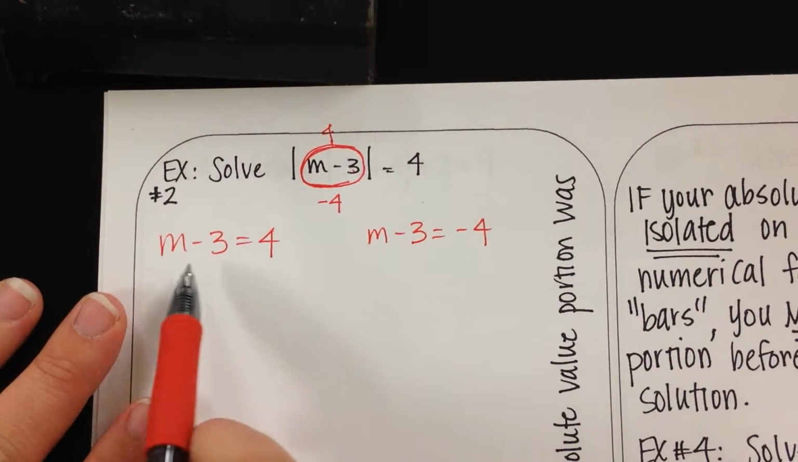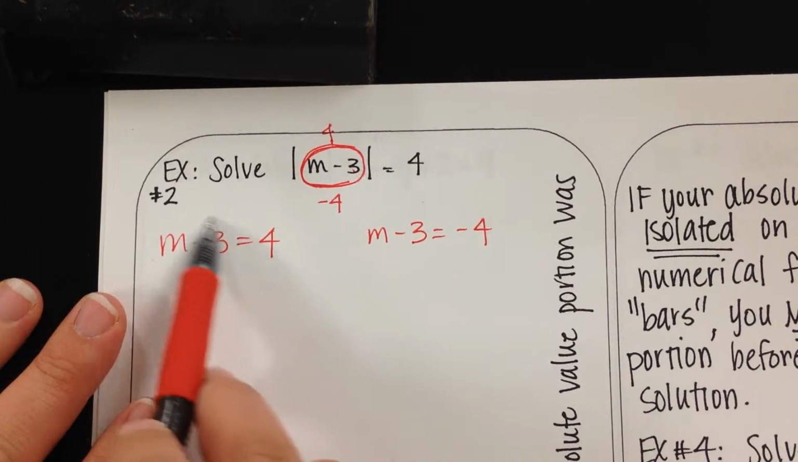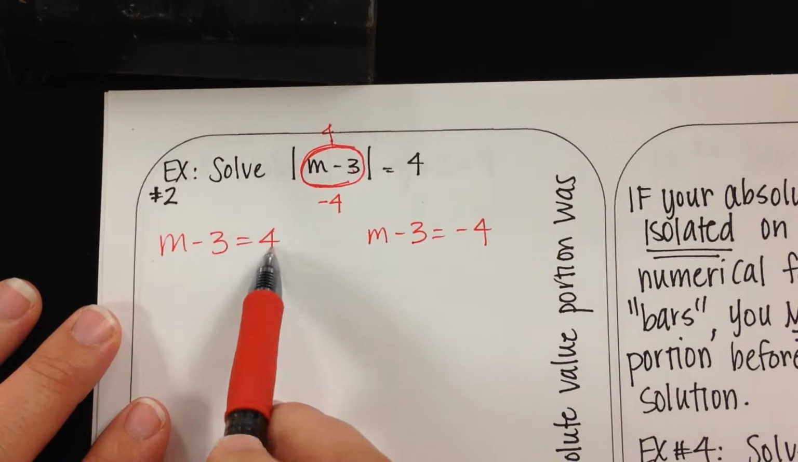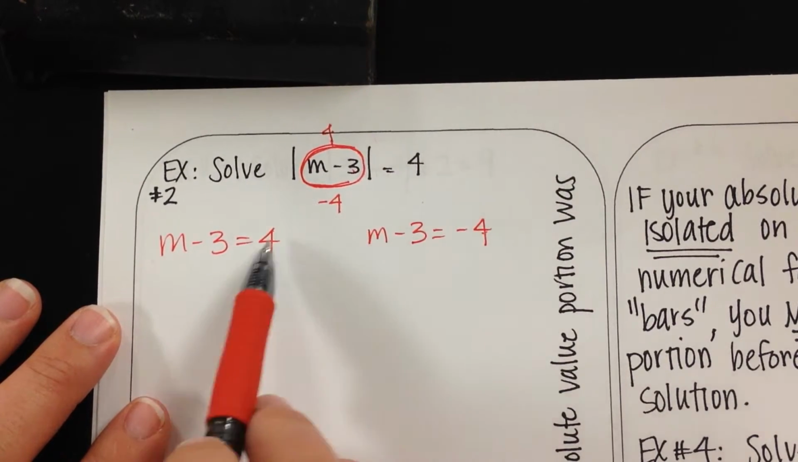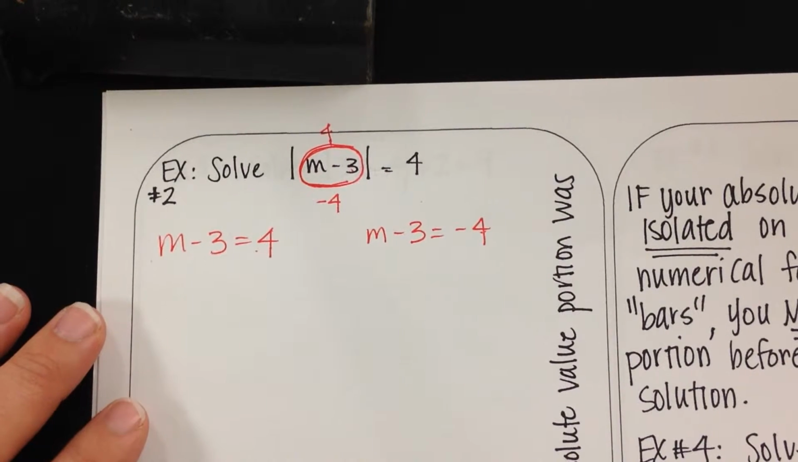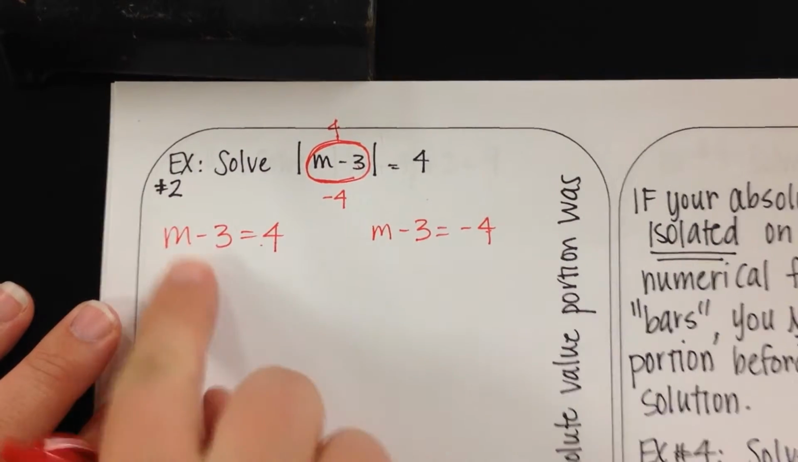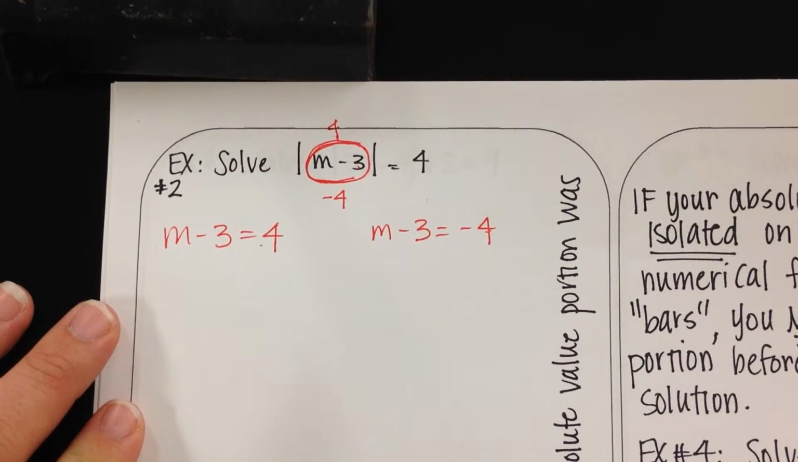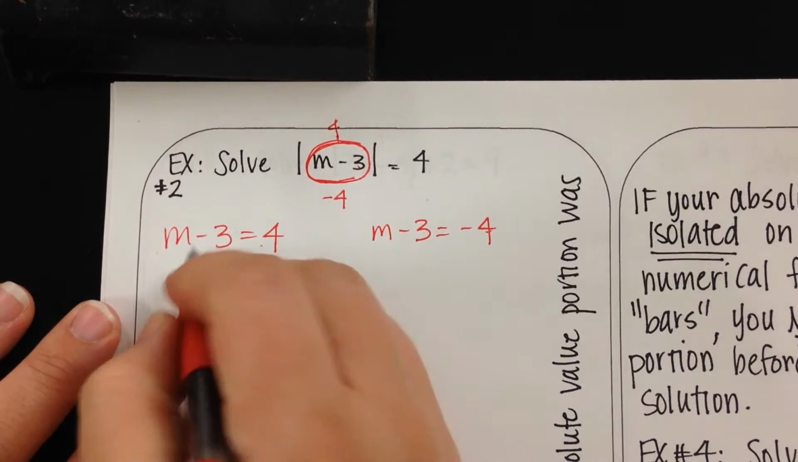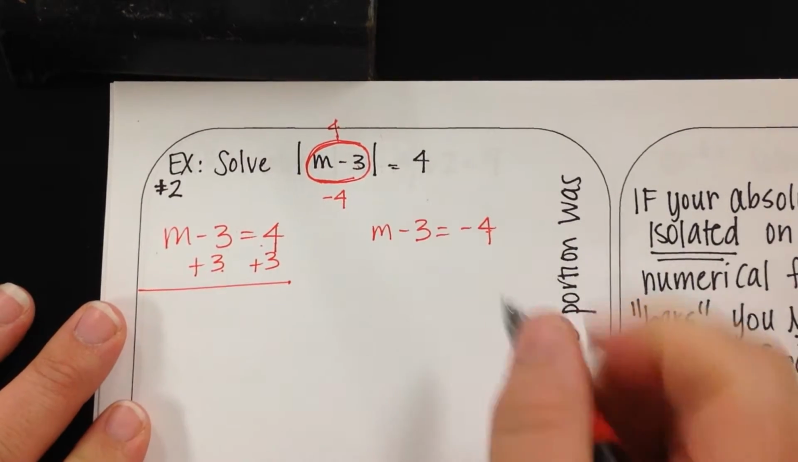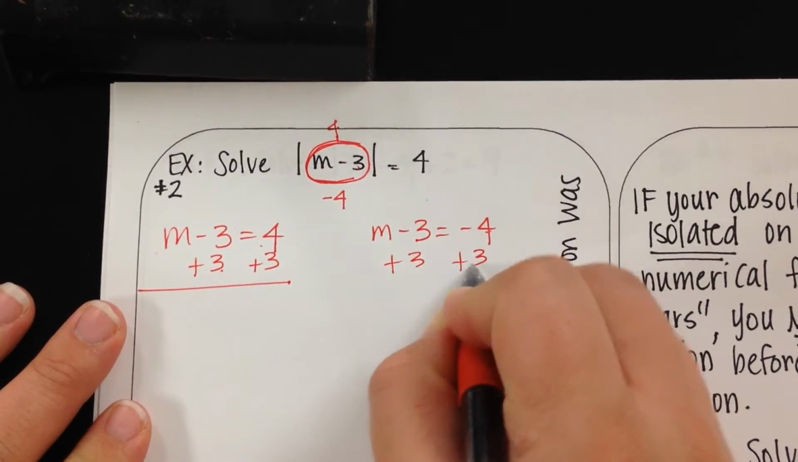The key thing is do not change the sign inside the absolute value. You want to keep that entire expression the same. The only thing you're changing is the number outside. And then you're just going to solve straight down at this point. How would I solve for m on this left side equation if it were by itself? How do you get m by itself? Add 3 to both sides, right? What's easy about this is typically what you do to this left side, you're going to be doing to the right one as well.